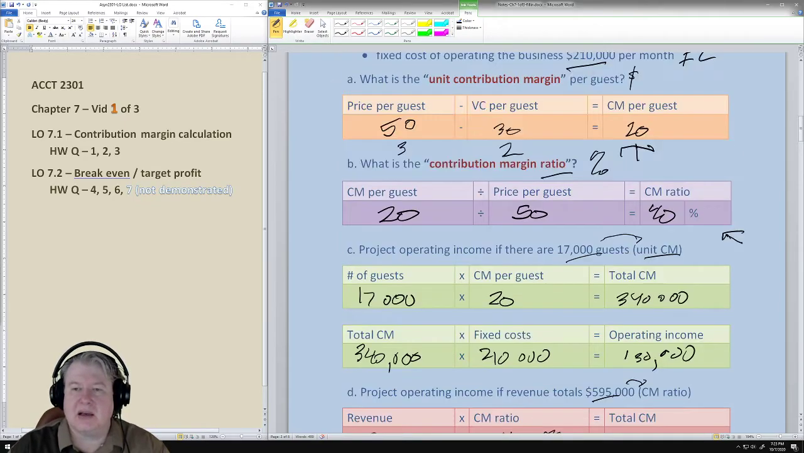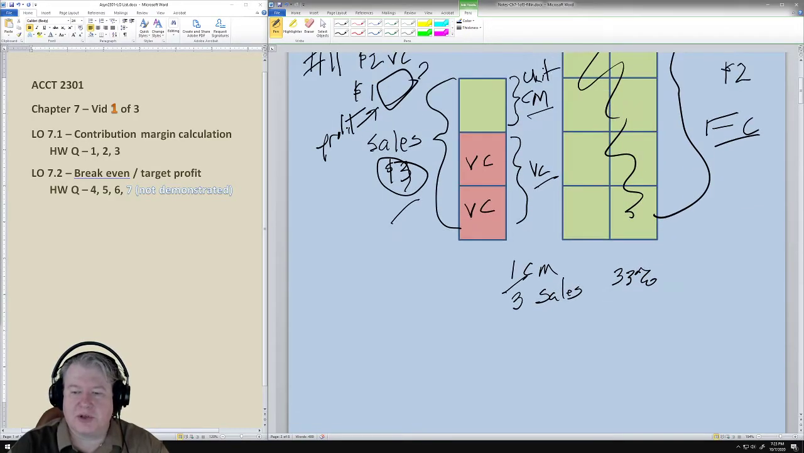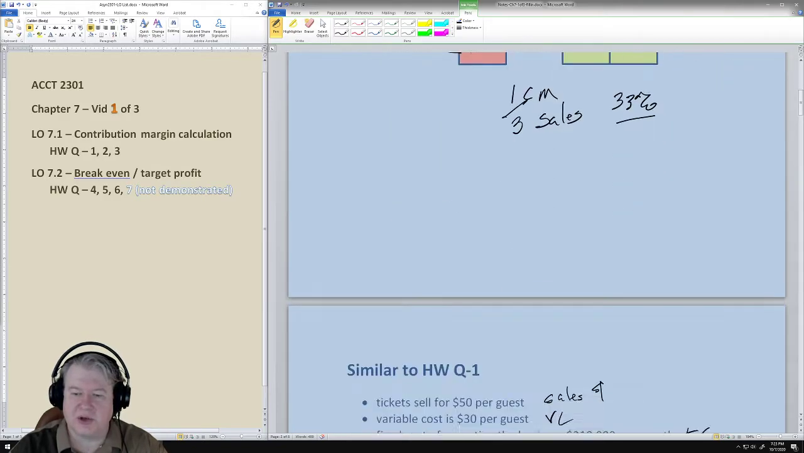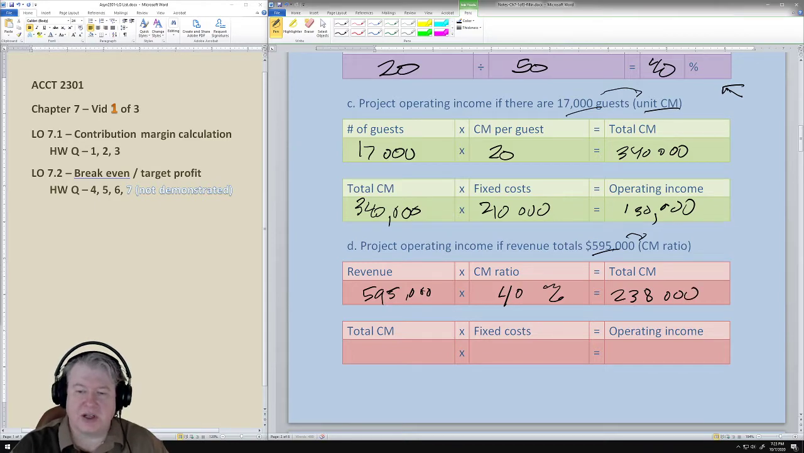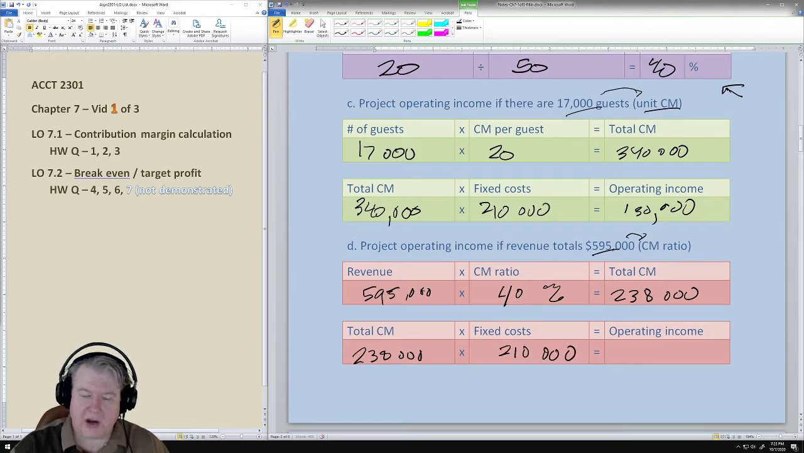That was like saying up here, our contribution margin was 33%. 1 out of every 3 sales dollars was contribution margin. What we're saying here is 2 out of 5, or 40% of the revenue dollars is contribution margin. So that comes out to 238. Now, once again, we're going to see, does 238 cover our fixed costs? 238 does cover our fixed costs. The fixed costs are still 210, and our operating income is a little bit lower, but we're still making a profit.